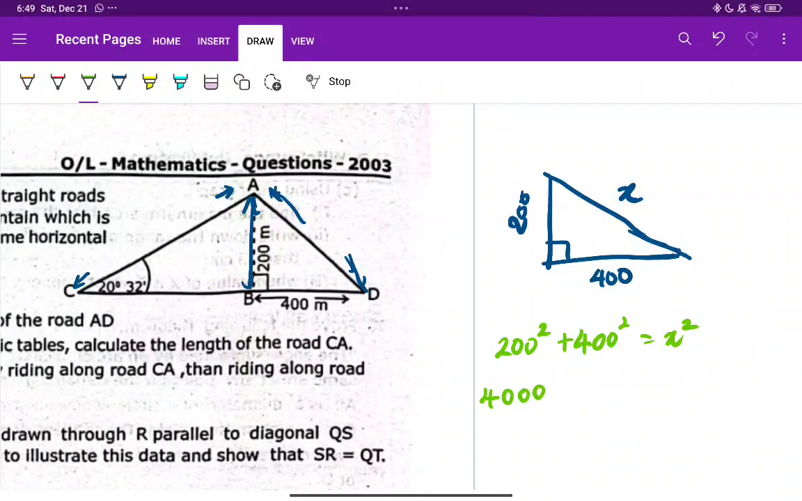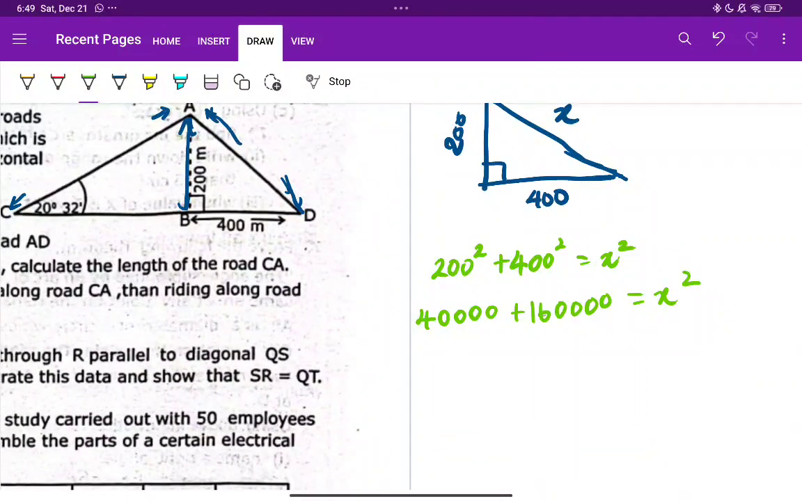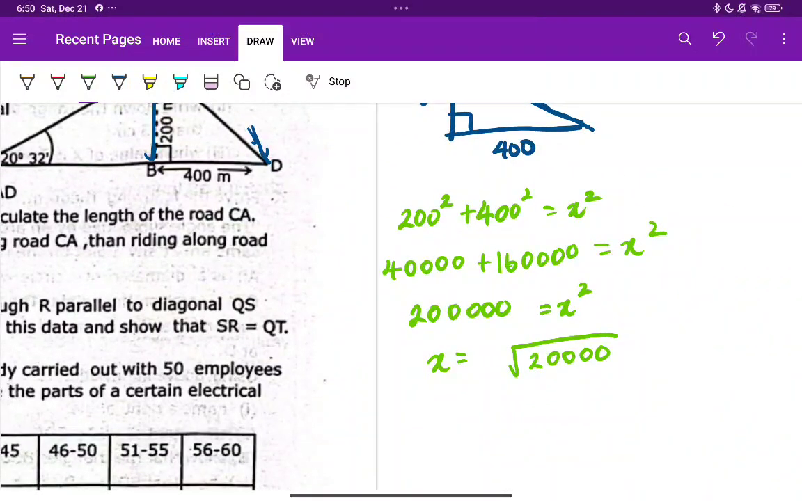So this will be 40,000 and this will be 160,000. That would be equal to the square of x. If we add, we end up with 200,000 as the square of x. So x will be equal to the square root of 200,000.